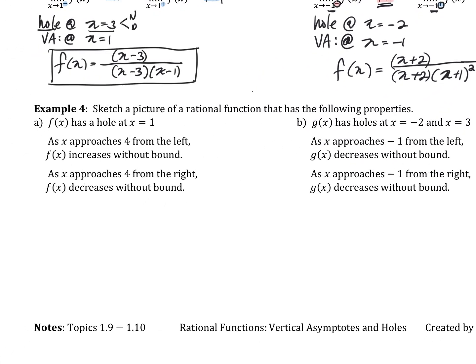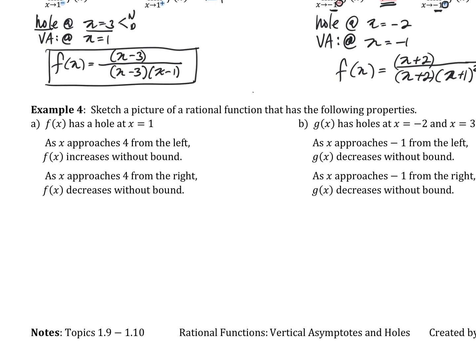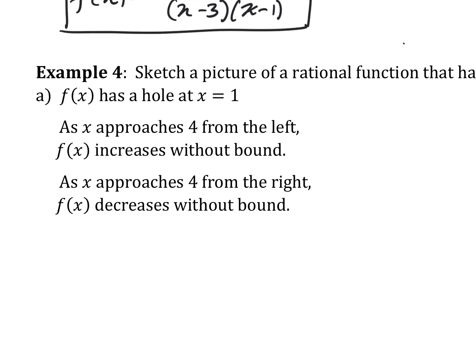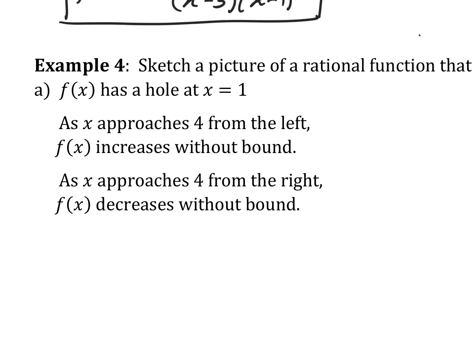Okay, let's go for example number 4. Sketch a picture of a rational function that has the following properties. Letter A: f of x has a hole at x equal 1. As x approaches 4 from the left, it means to say that's going to be my vertical asymptote, and f of x increases without bound. It means to say it's going to give you a positive infinity. As x approaches from the right, f of x decreases without bound. This is going to be negative infinity.